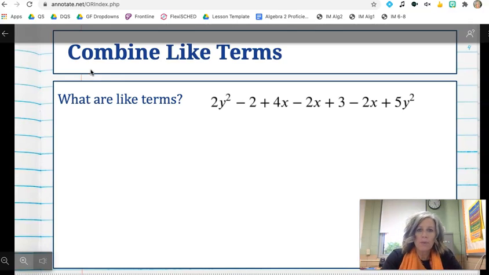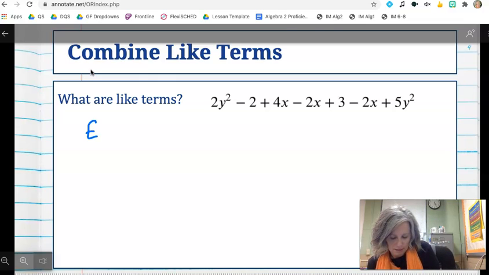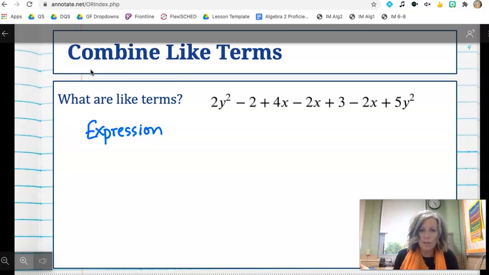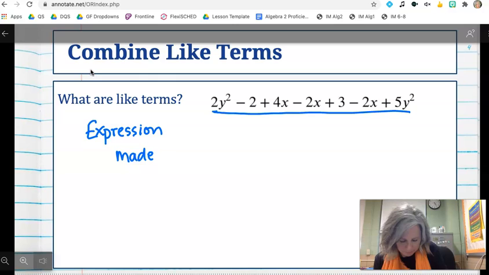You might be asking, what is she talking about? What are like terms? And first of all, we have to decide what are terms. Okay, so notice I have an expression here. This is an expression, this whole thing right here. It's not an equation because there's no equal sign. And an expression is made up of parts.